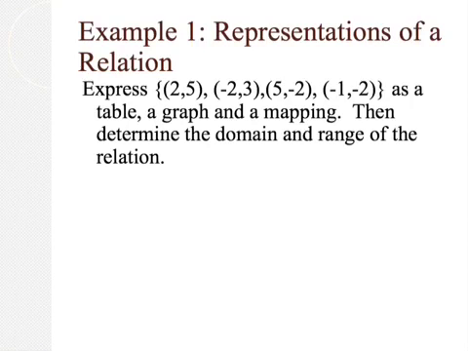I think you guys are pretty savvy. You can probably do this example on your own. It basically asks you to express a particular relation as a table, a graph, and a mapping, then determine the domain and range. And I know you guys can do it, so you can pause me. I'm about to put the answer up.